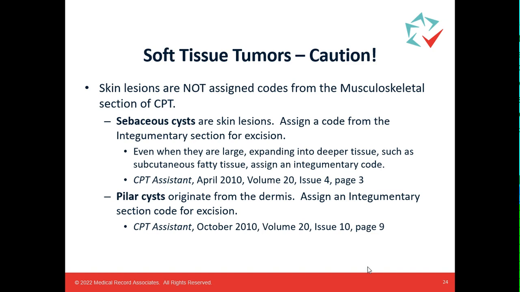There's a reference here for you, CPT Assistant, April 2010, Volume 20, Issue 4, page 3. Hilar cyst is another type of dermal lesion that you will want to assign a code from the integumentary section instead of a soft tissue tumor code, because again, their origin is from the dermis, so they are considered integumentary lesions. And we also have another CPT Assistant here, from October 2010, page 9.